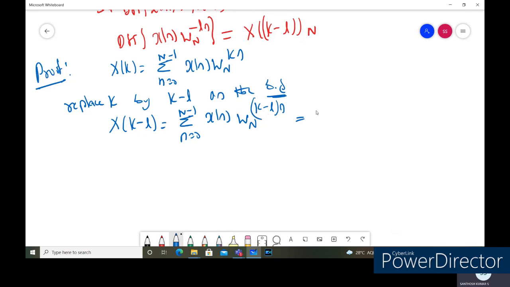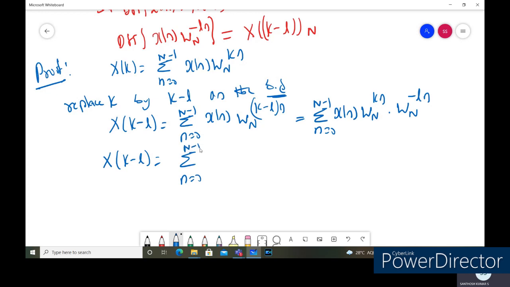The twiddle factor, let us split here. So it becomes summation of x of n into omega to the power of k into n into omega, that is X of k minus L. So we can rewrite this as summation n is equal to 0 to N minus 1 of x of n into omega to the power of minus ln into omega to the power of k into n.